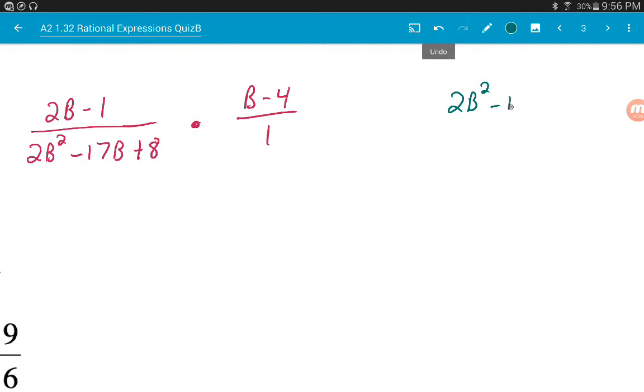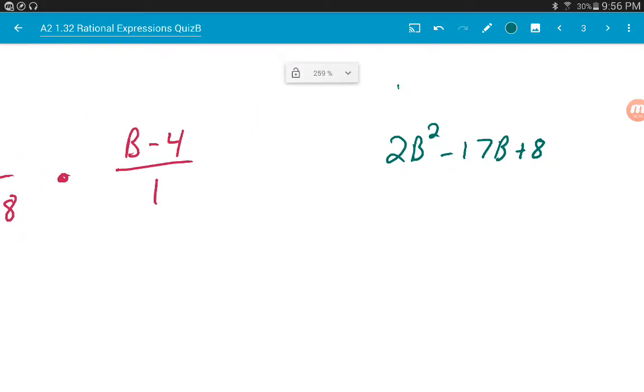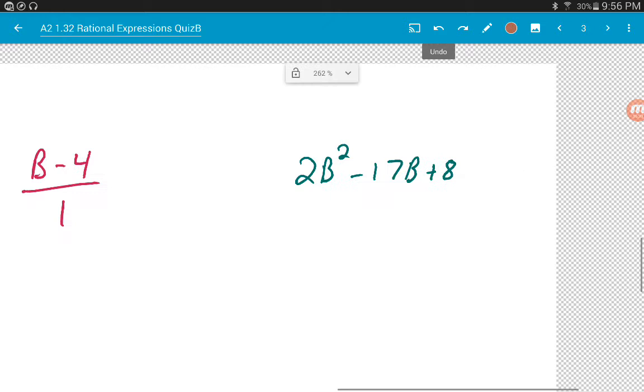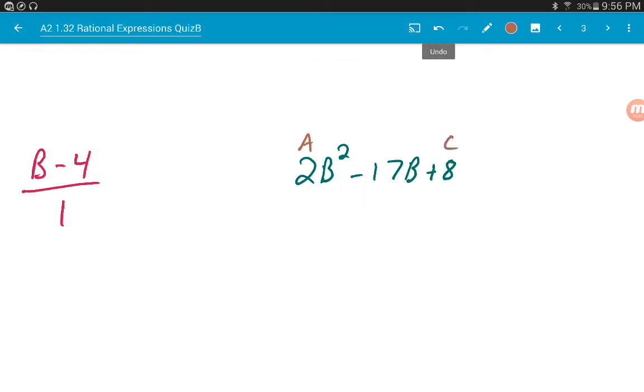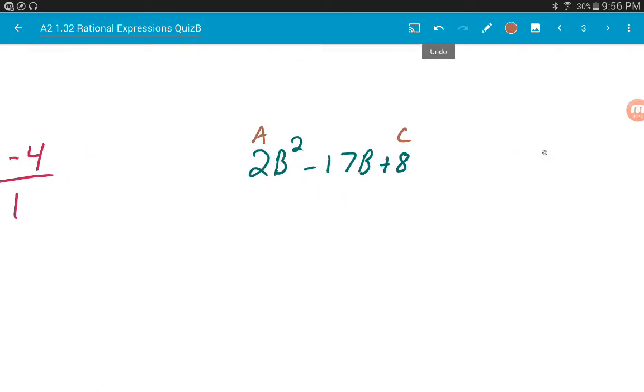2b squared minus 17b plus 8. Whenever we have a quadratic with a number on the front that we can't change, we can't get rid of it, what we have to do is a times c. So 2 times 8 is 16. I'm looking for factors of 16. So I'm thinking 16 times 1, 8 times 2, and 4 times 4.